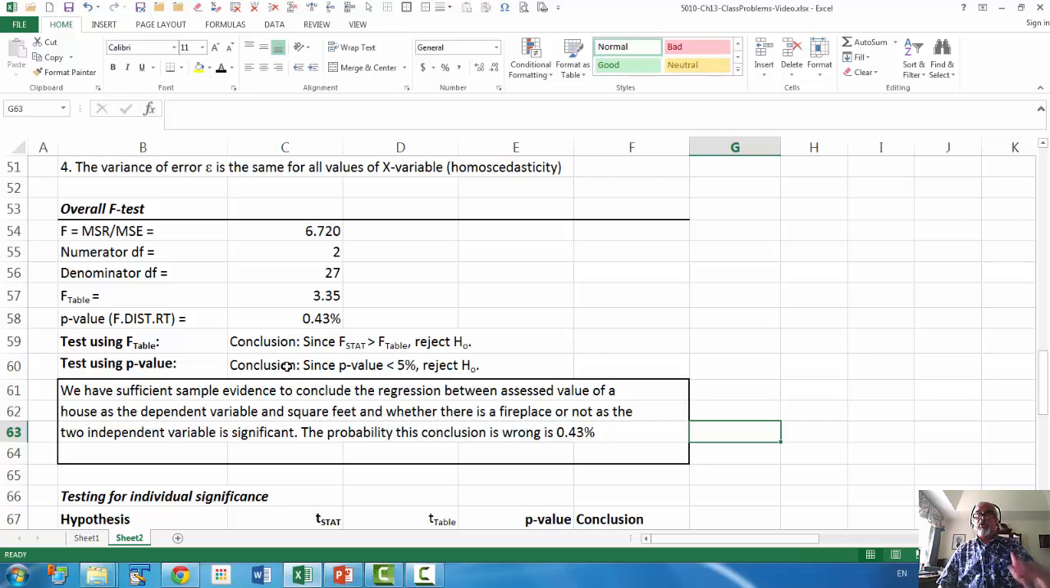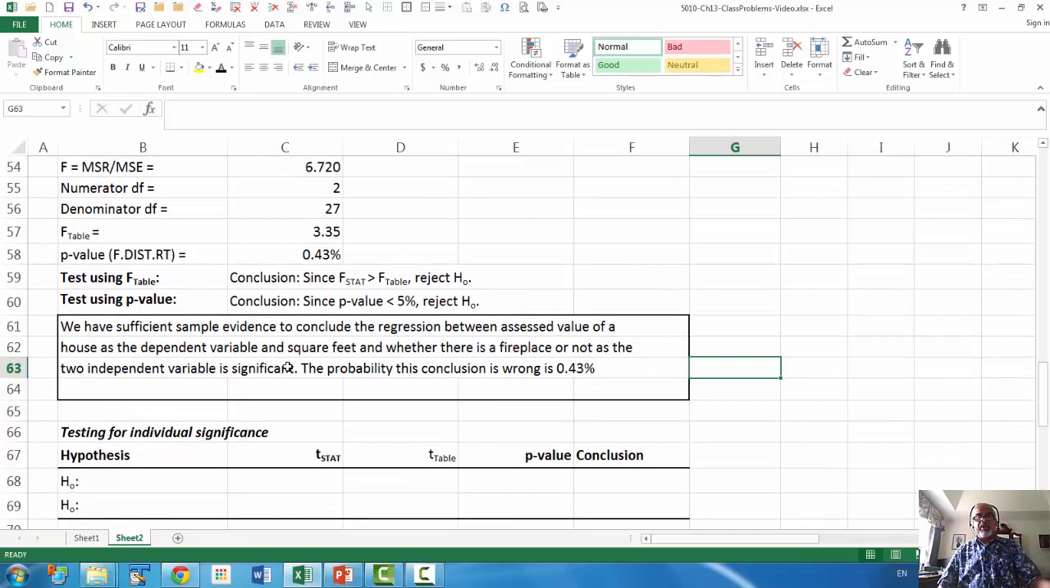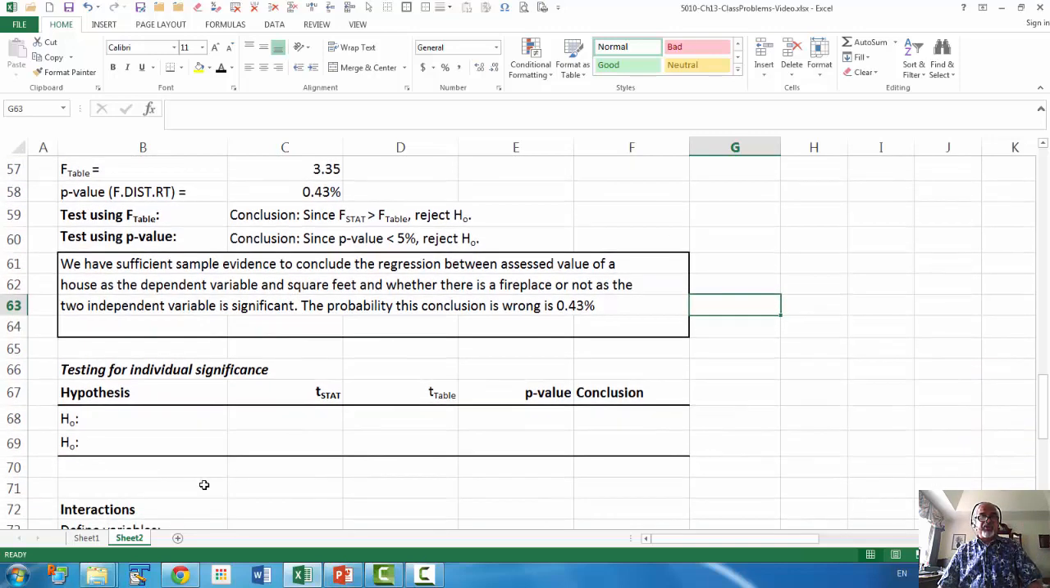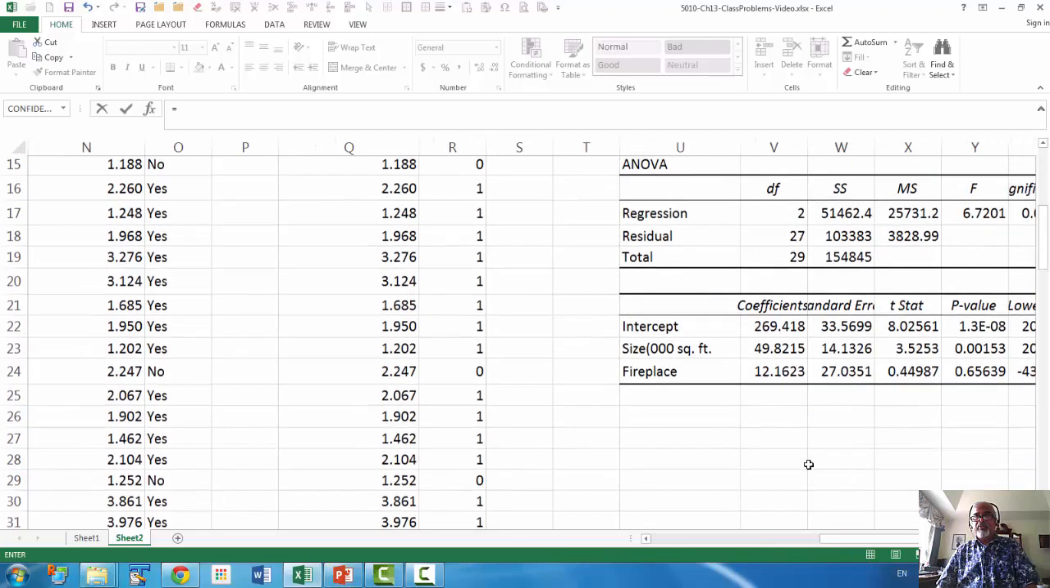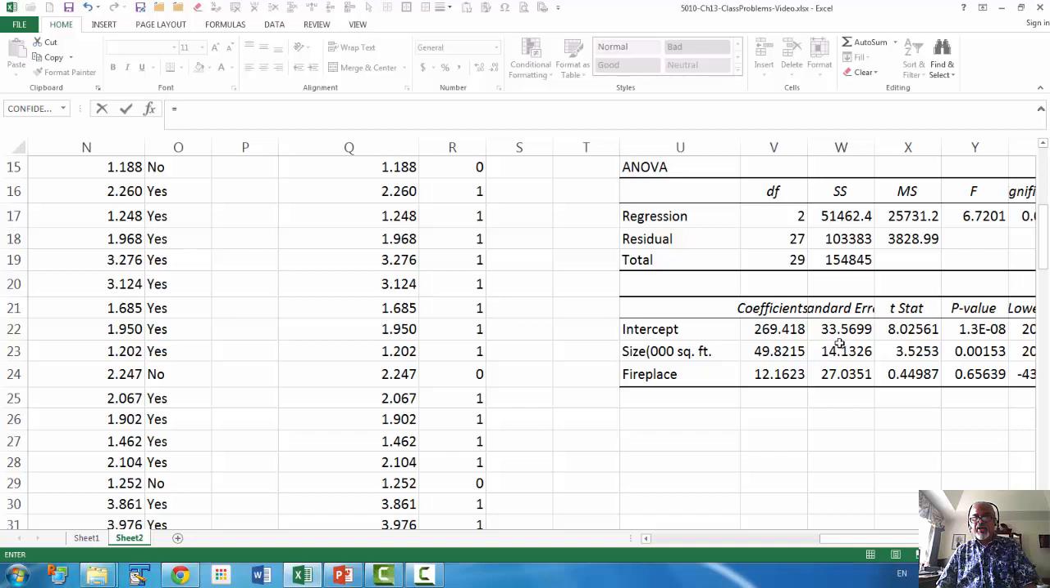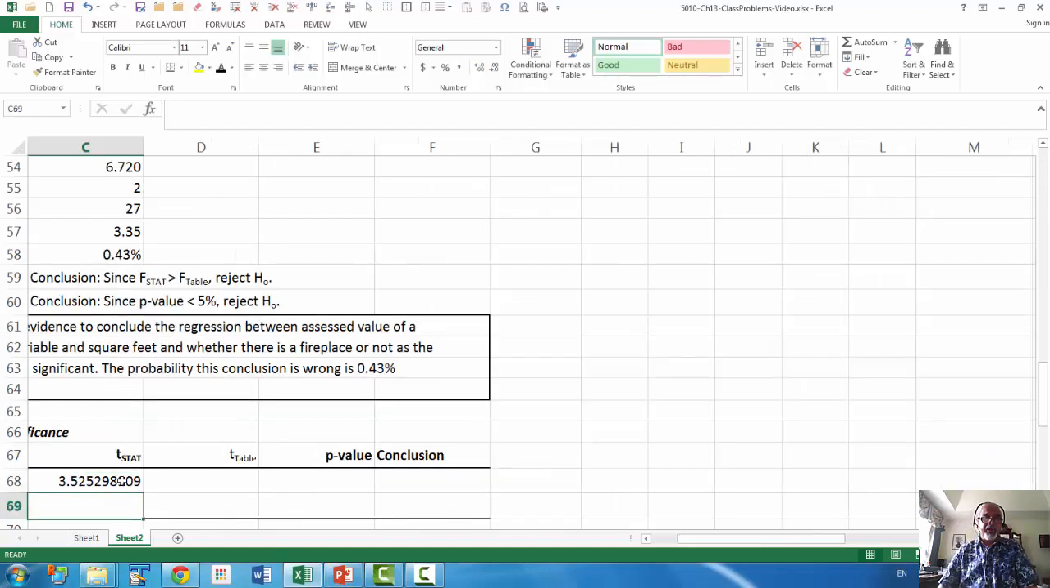Having determined that the overall regression is significant, then we can test for individual significance. So we have two slope coefficients, so beta sub 1, then beta sub 2, and we'll get the t-stat values from the regression output. From here we can calculate the t-stat by dividing the standard error into the coefficient, but we'll just get it from the output right there.